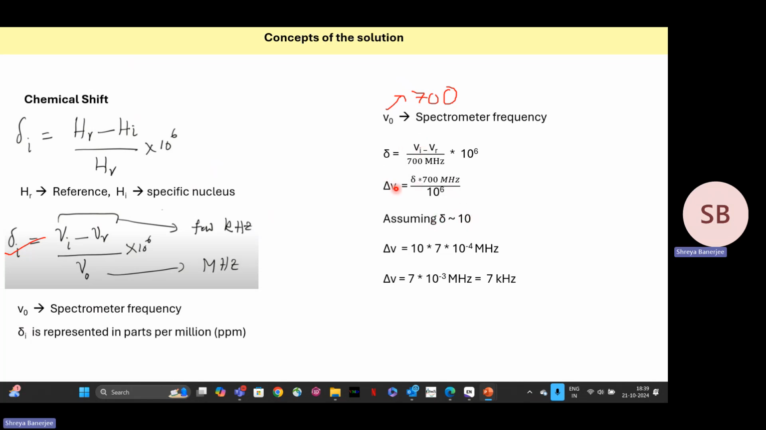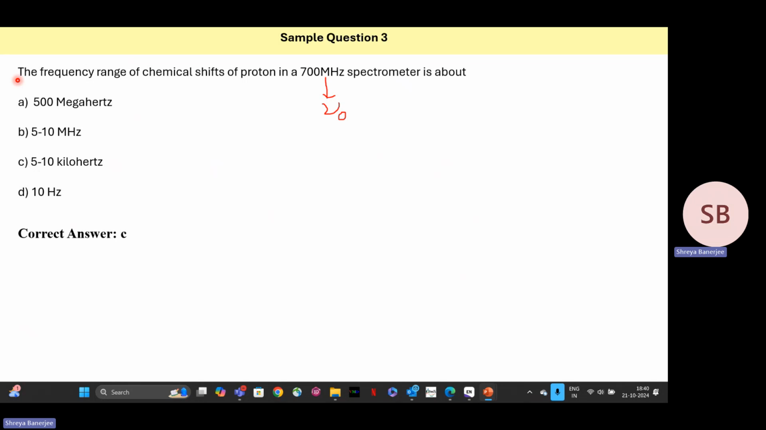and we define delta nu as nu I minus nu r. So delta nu, if we move the 700 to this side, is delta into 700 megahertz divided by 10 to the power 6. Delta nu comes out to be 7 into 10 to the power minus 3 megahertz, or you can write it as 7 kilohertz. This is the value of delta nu. That is the frequency range. So we got 7 kilohertz. So basically that falls in option C, that is 5 to 10 kilohertz, and so option C is the correct answer.